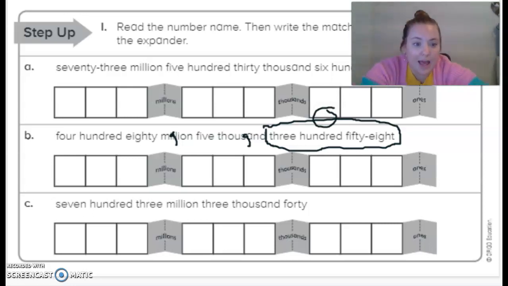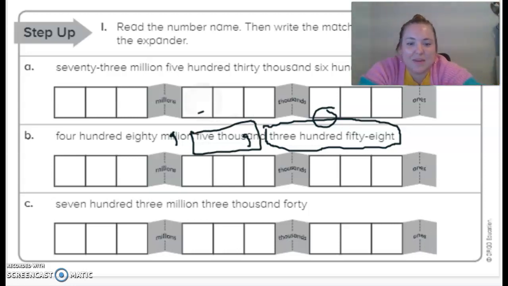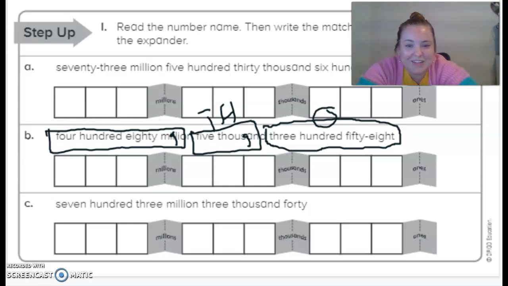Next we have our thousands grouping, and we have 5,000. So that's going to be in our thousands grouping. Finally, we have our millions grouping. So we have 480 million. Now what we're going to do is we're going to put those groupings into where they belong on our expander.